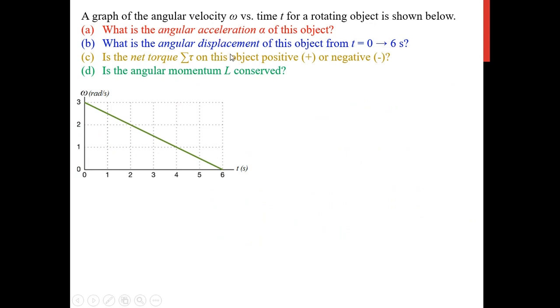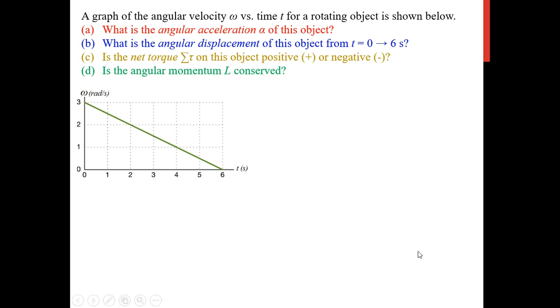6 seconds. And then part C, we don't really have to calculate. It just asks us to determine whether the net torque is positive or negative. And then part D asks us to determine whether angular momentum is conserved. So let's go ahead and knock out part A.